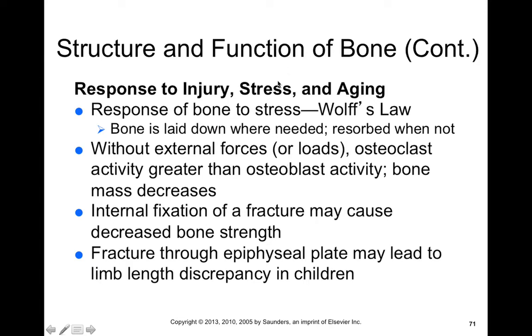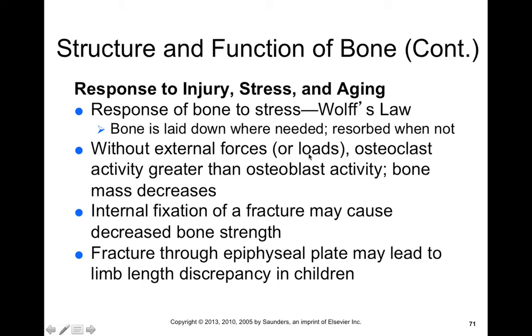Now, one interesting aspect of bones is something called Wolff's Law, and it's that bones will grow and remodel based on the stresses that you place on them. So bone is laid down where needed and resorbed when not. And this really adds to our adage of you use it or lose it. So if you use a bone a certain way, then it'll get thicker and grow stronger in that region. And if you don't use your bones, then they're resorbed, and they atrophy, just like muscle atrophies due to disuse.